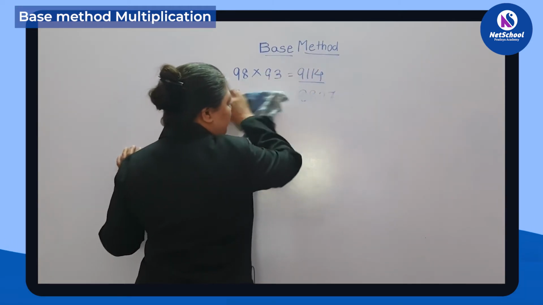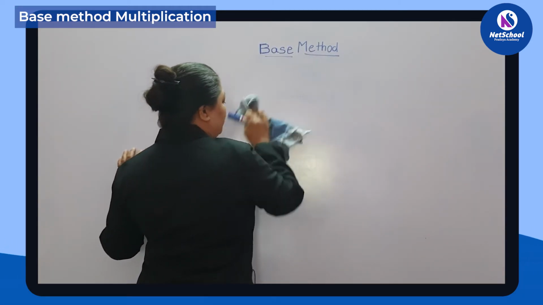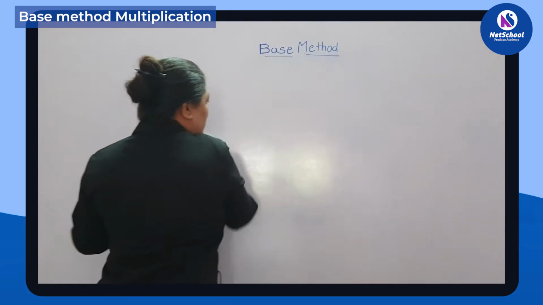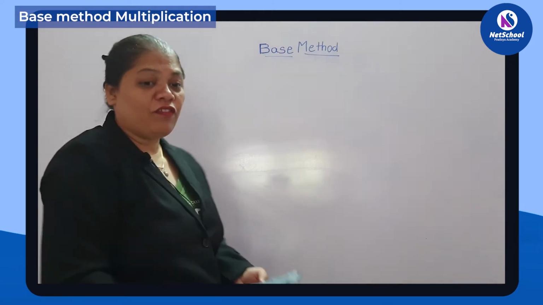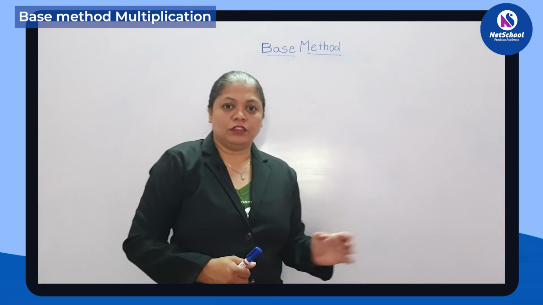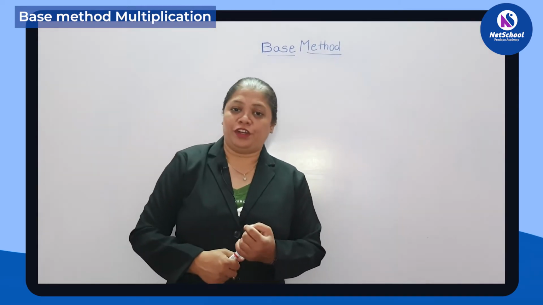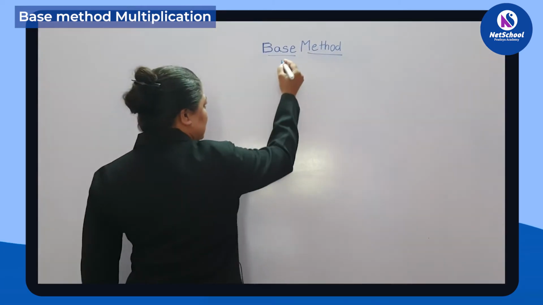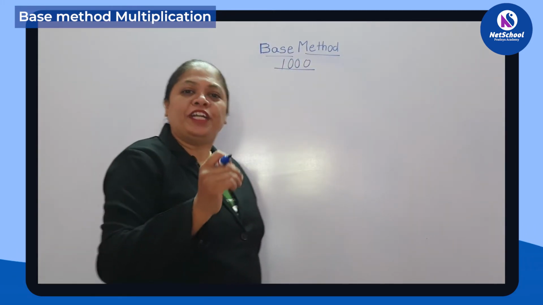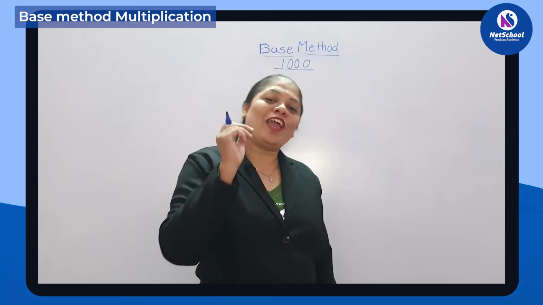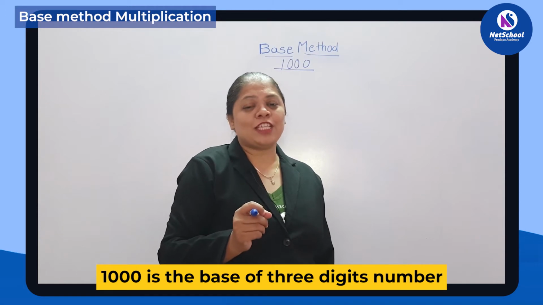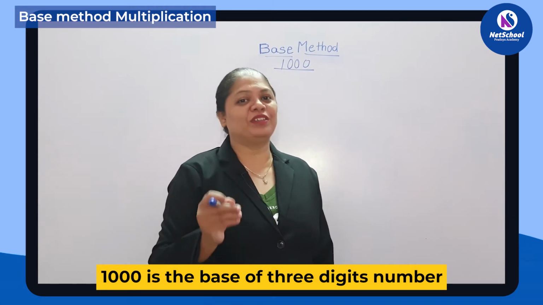So if you are able to multiply these numbers for the base of 100, is it possible to implement the same method for numbers which are near 1000? Yes, let us see the base of 1000. The very particular thing about this that we have to always remember is that 1000 is the base of 3-digit numbers.